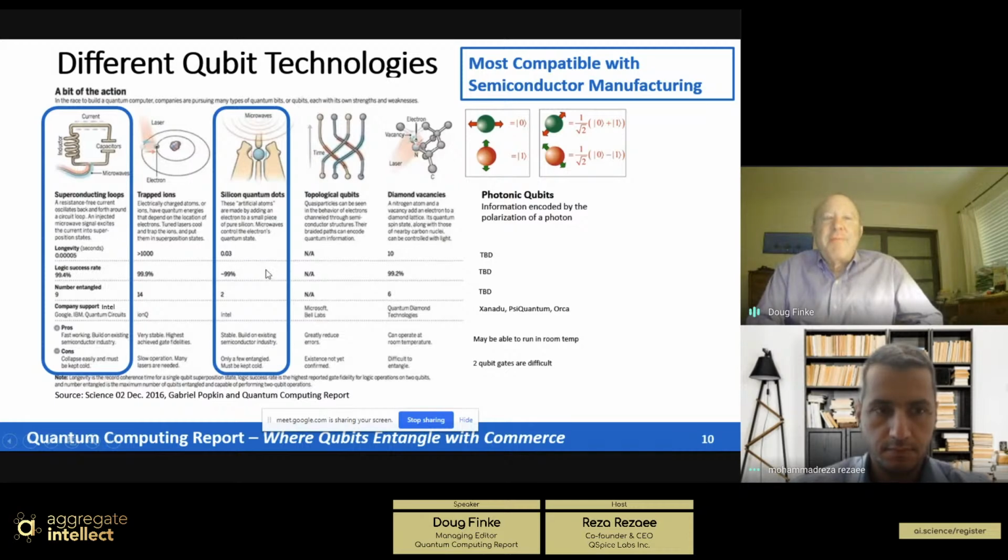Superconducting and silicon quantum dots are the ones that are probably the most compatible with semiconductor manufacturing technologies. That's one of the reasons why people use them. And Intel, for example, is an example where they're leveraging one of their high volume fab facilities in Oregon to build their qubits.